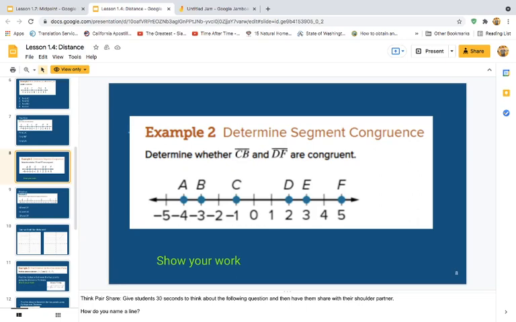If you remember from last class, if you look at your notes, you could pause the video now and take a look if you want. But the term congruent just means identical or same. Specifically with line segments, it's the same measure. So this question is really asking, do CB and DF have the same distance between them or the same measure? Well, CB has 2 and DF has 1, 2, 3, so the answer, of course, is no, right? 2 does not equal 3, so they are not going to be congruent.